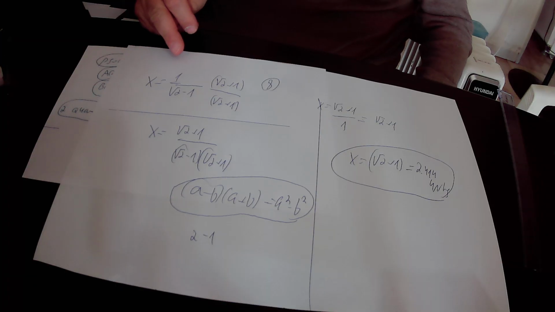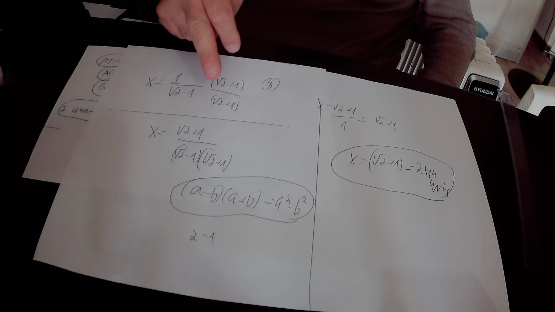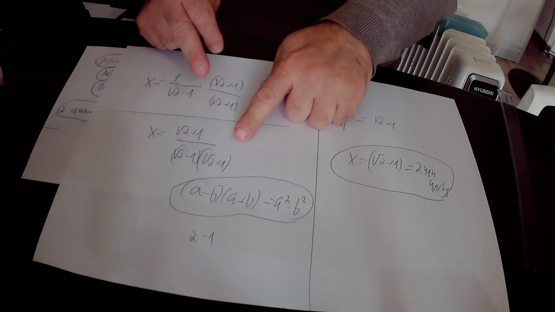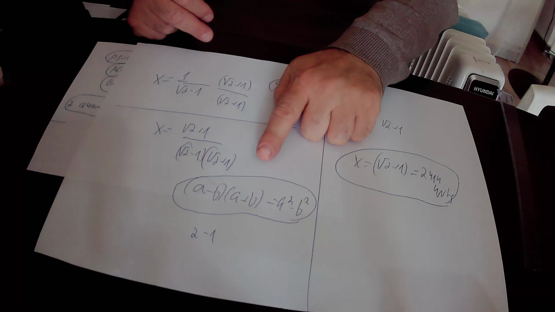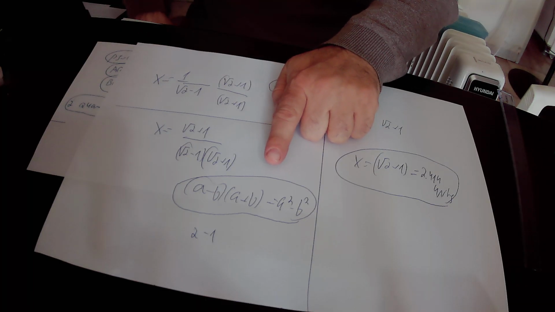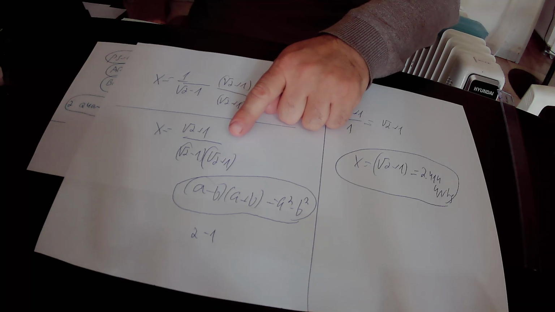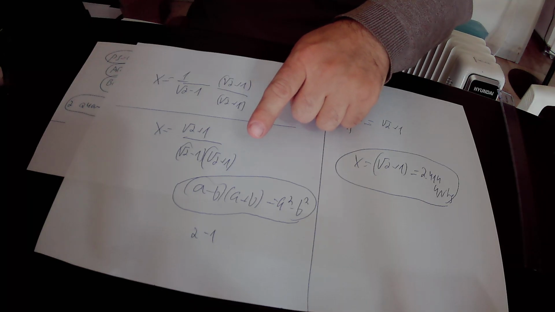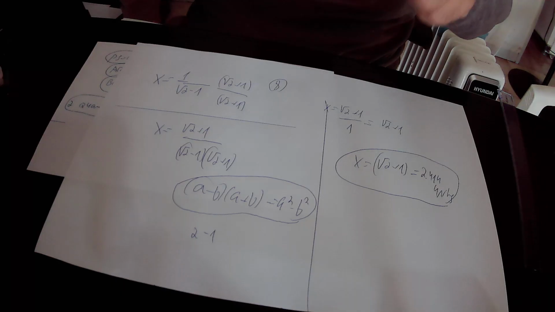So in conclusion, we found out that in the numerator we have here x equals square root of 2 plus 1 over this expression, square root of 2 minus 1 times square root of 2 plus 1. According to the algebraic identity that a minus b times a plus b equals a squared minus b squared, this expression will be equal to the square root of 2 squared, that is 2, minus 1 squared, that is 1. So in total this expression equals 2 minus 1, that is 1.